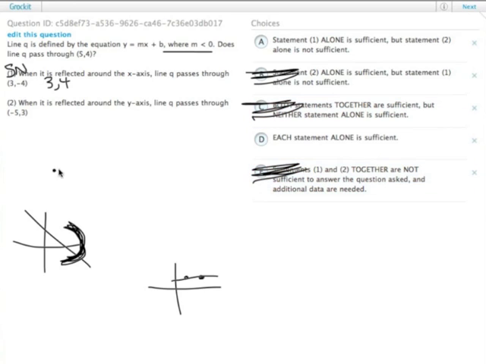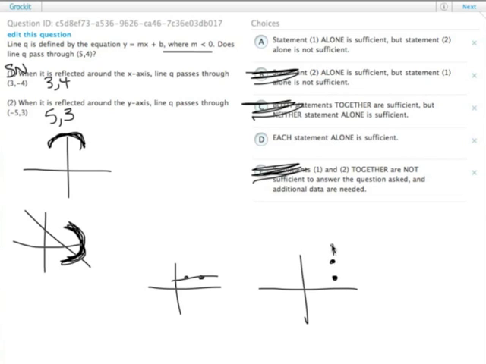Statement 2 tells us when it's reflected around the y-axis, line Q passes through (-5, 3). When you're reflecting around the y-axis, you're reflecting this way, so it's the x value that you have to swap back. So the reflected version goes through (-5, 3). The non-reflected version goes through (5, 3). Once again, the question is asking, does it pass through (5, 4)?